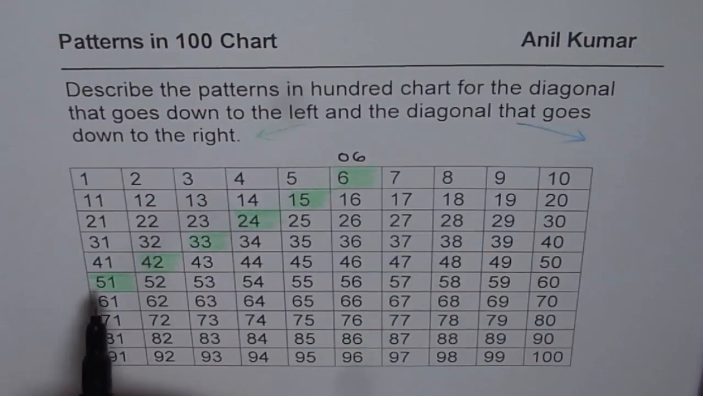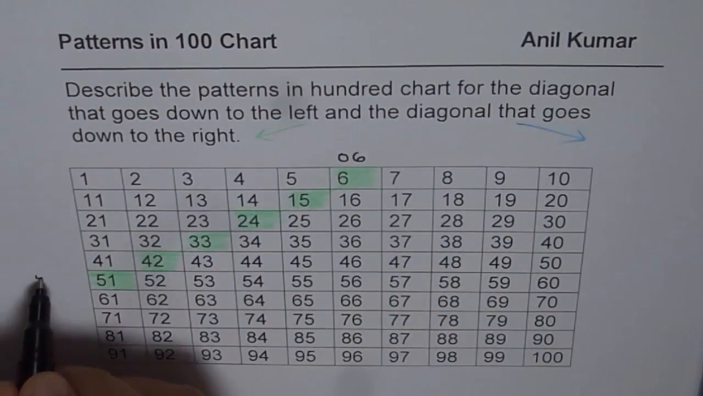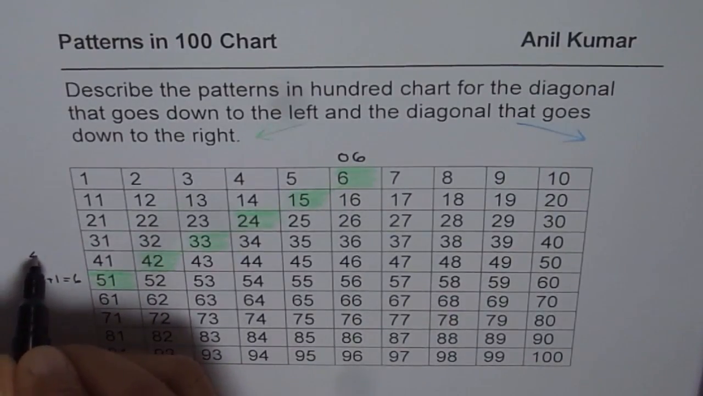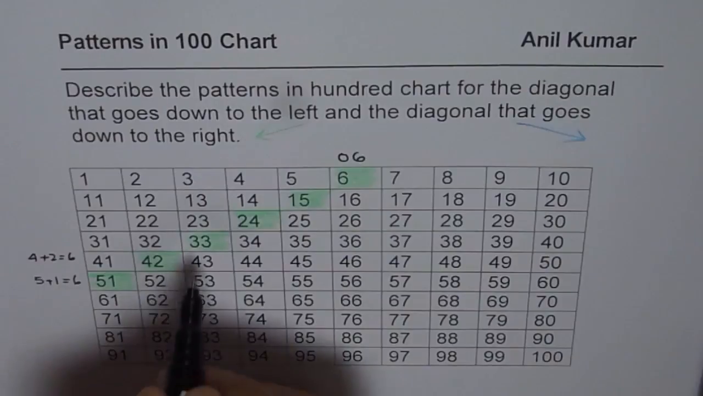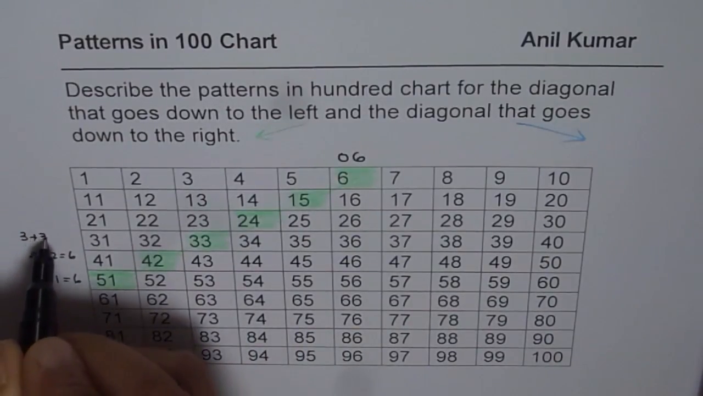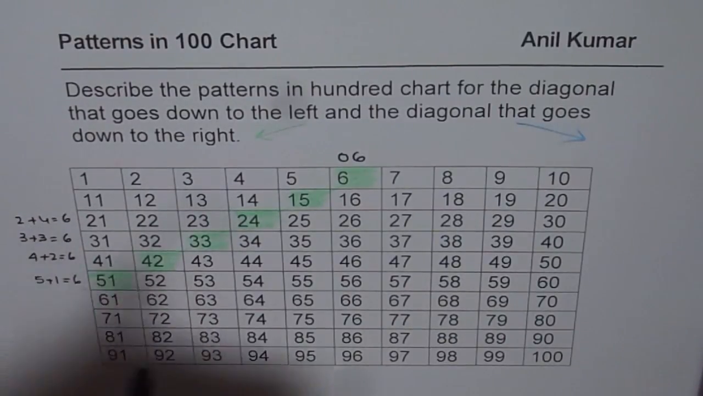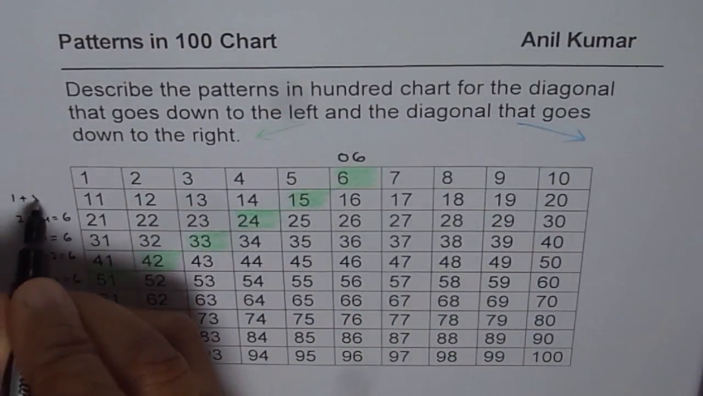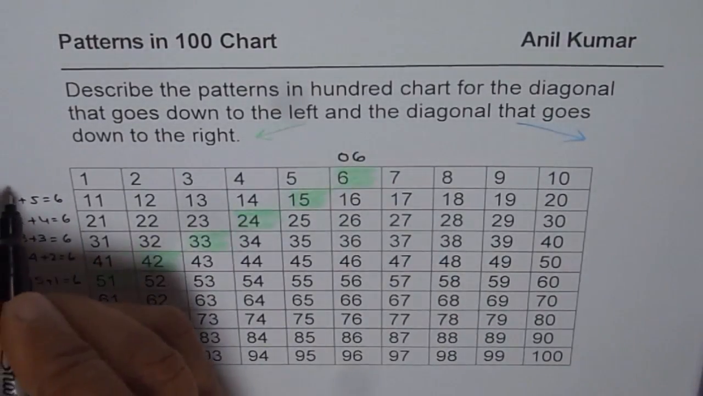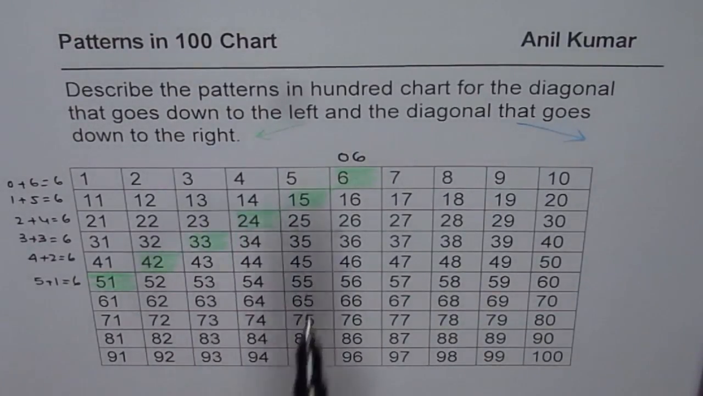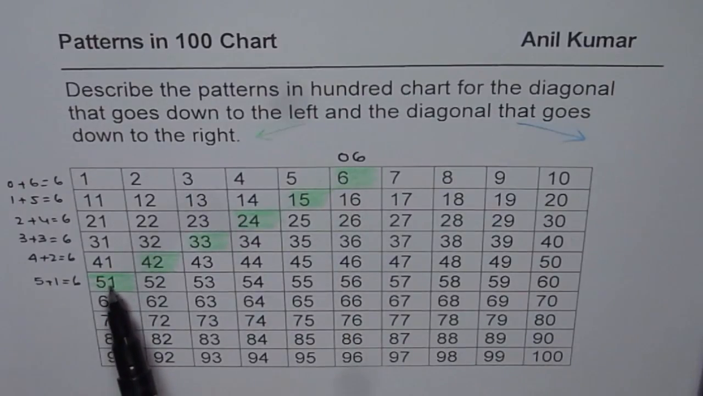Okay. Let us add 5 and 1. What do we get? 5 plus 1 is 6. How about 4 plus 2? 4 plus 2 is also 6. 3 plus 3 is 6. And 2 plus 4 is 6. 1 plus 5 is 6. And 6 is kind of 0 plus 6 is 6. So what do we see here? When you move down to left diagonally, in that case, sum of digits is same, right?